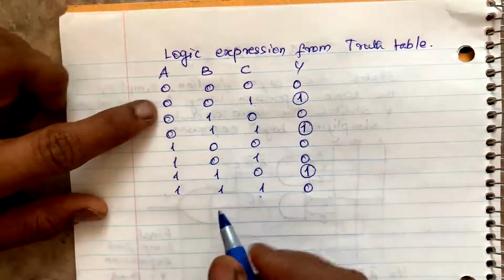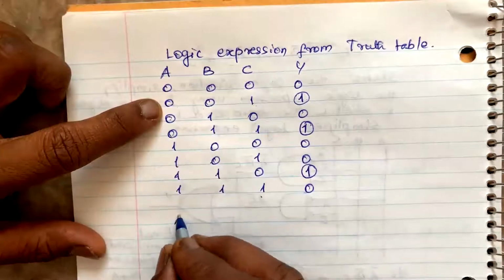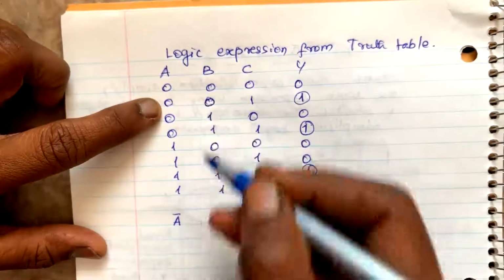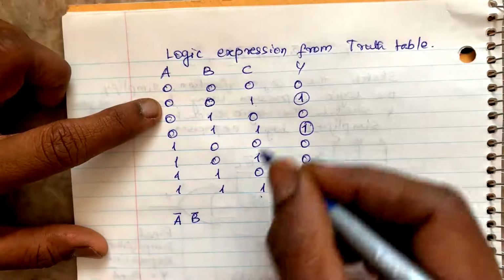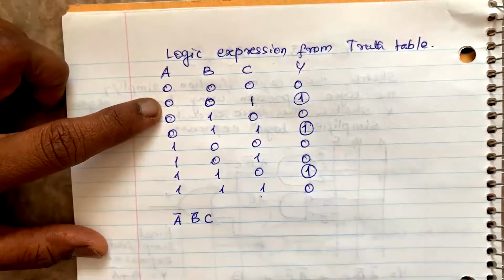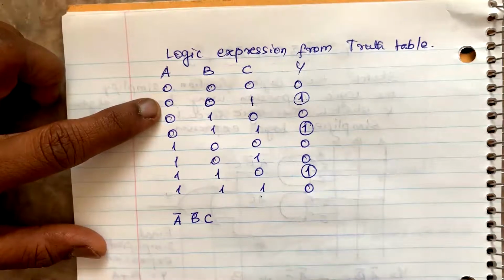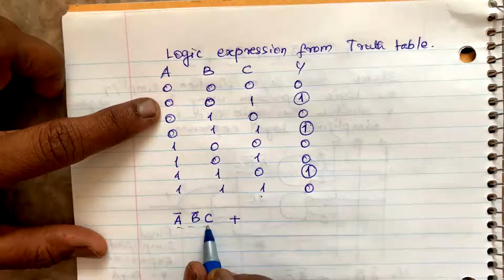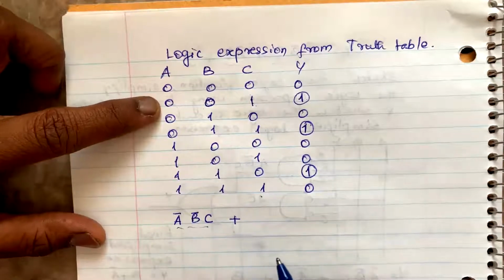This 0 is A bar because it belongs to the A column, right? And this B is 0, then it is B bar. And this is uncomplemented, so I write C as it is. Now I'm getting the logic expression. Plus, this is one min term. I call it as min term. This product term is called min term.